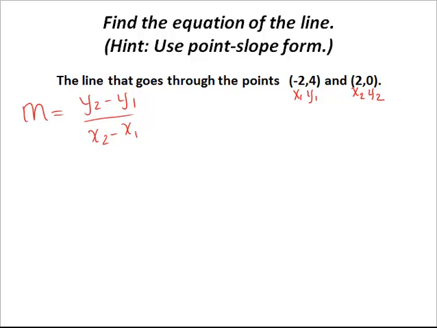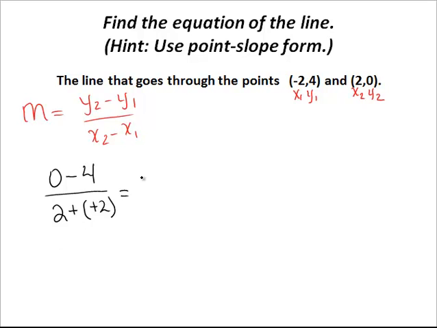So we will write the slope. Since y2 is 0, we have 0 minus y1, which is 4. And then on the bottom we have x2, which is 2, minus, and in this case x1 is -2, so we put in parentheses -2. Now we notice that we have 2 minus a -2, which changes to addition.